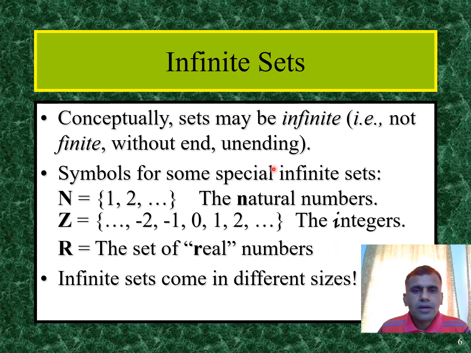Infinite sets. Conceptually, sets may be infinite, that is, not finite, or unending, uncountable. Symbols for some special infinite sets are, first, the set of natural numbers. We know that this was there in our lower classes, primary classes, secondary classes. We have learned natural numbers. The numbers which start from 1, 2, 3 and go on are called natural numbers. Then integers. The set of integers contains all the natural numbers along with their negatives and 0. So 0 and the natural number set along with their negatives forms the set of integers.